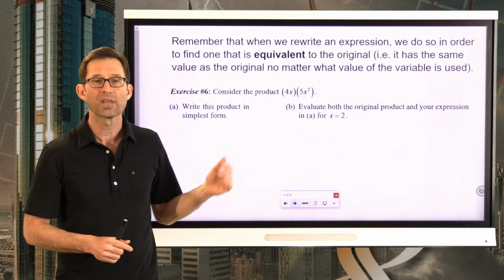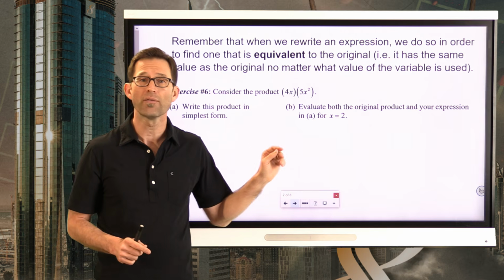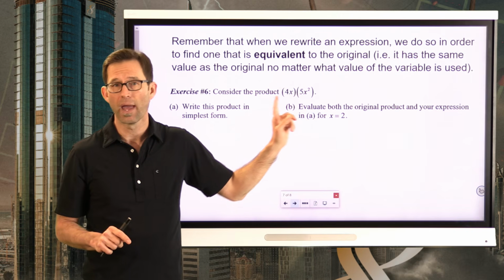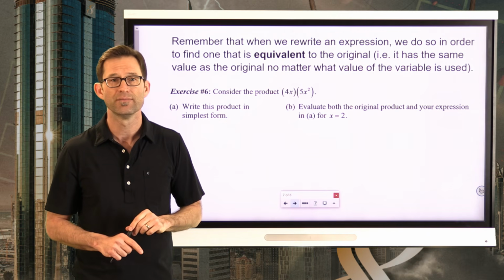All right, let's take a look at exercise number 6. Consider the product 4x times 5x squared. Letter A, write this product in simplest form. All right, awesome. This shouldn't be too tough. Why don't you pause the video now and write this in simplest form just like we did in exercise number 5.